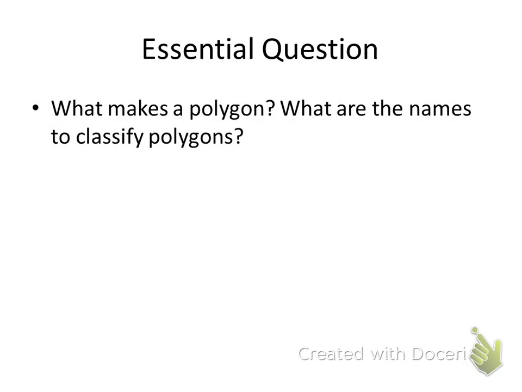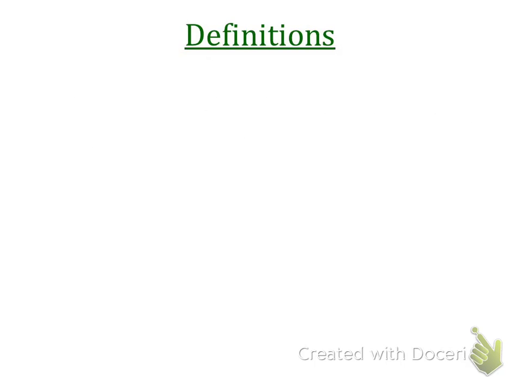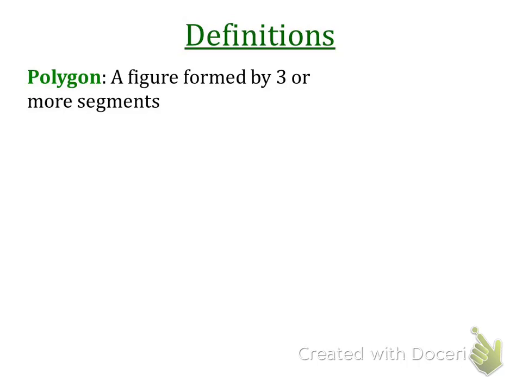All right, so today's lesson, the essential question: what makes a polygon? What are the names to classify polygons? Let's go to the definition of polygon. A polygon is a figure formed by 3 or more segments.